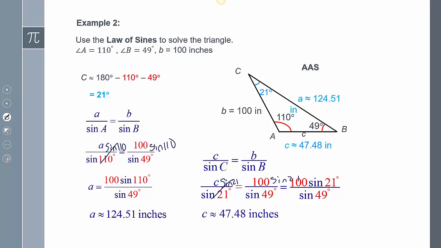Now, because it's asking me to solve the triangle, I do have to say A equals, B equals, C equals. But I'm just saving a little bit of time here. But just know that you do have to explicitly state all the values.